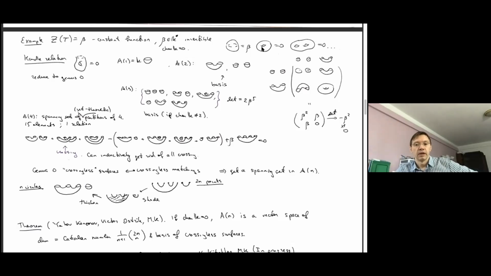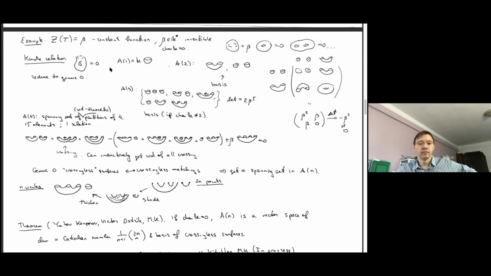And in particular, you have a very simple handle relation. The handle relation says that a handle is 0, because if you have a handle, then no matter how you're going to glue it, no matter what you're going to put on the other side, you're going to have a surface of genus at least 1, and it evaluates to 0. So you know that in the state space of A1, a handle, a punctured torus, is 0.